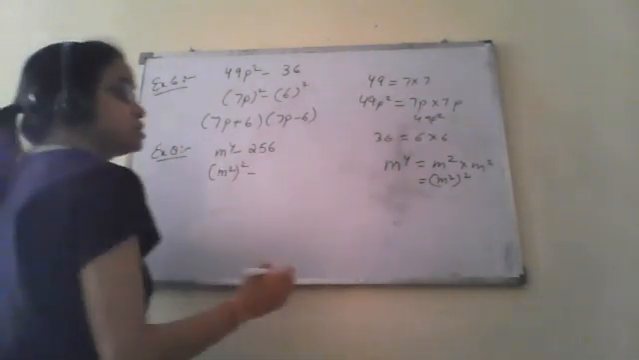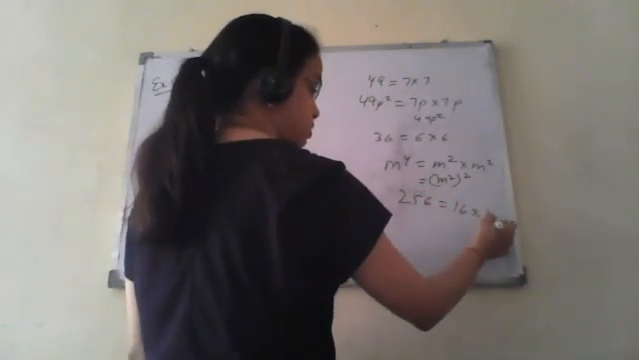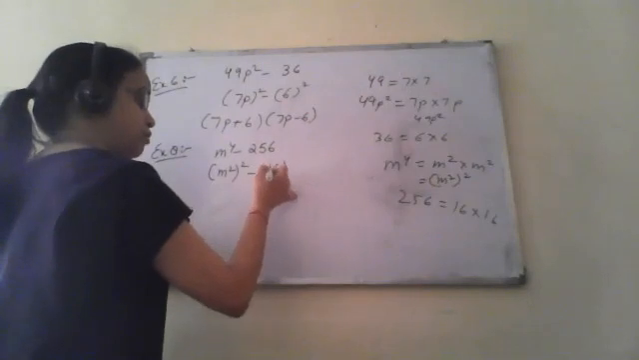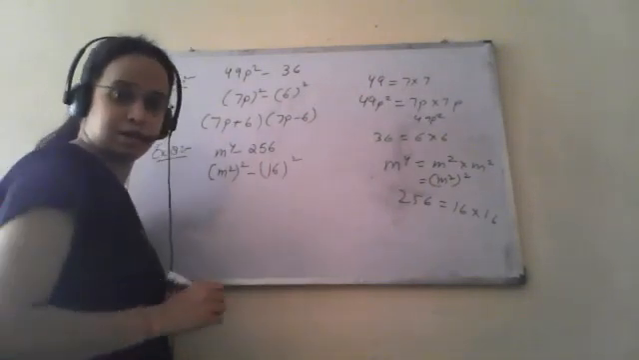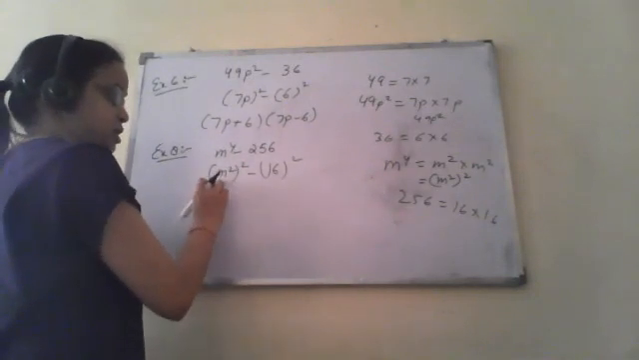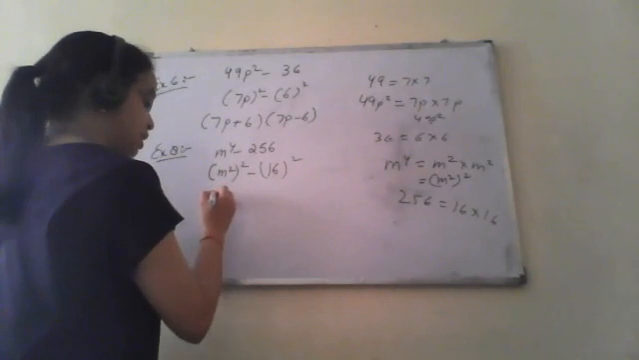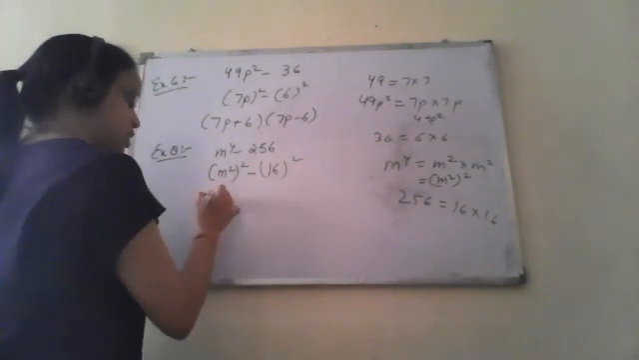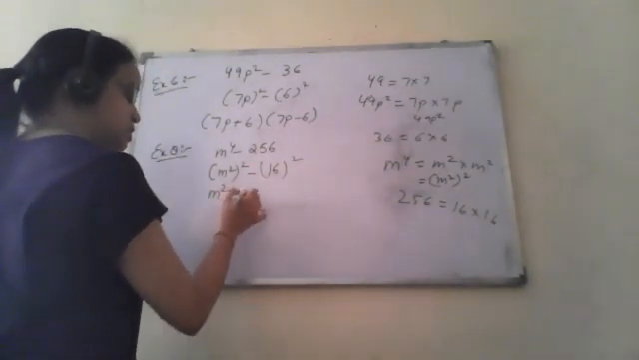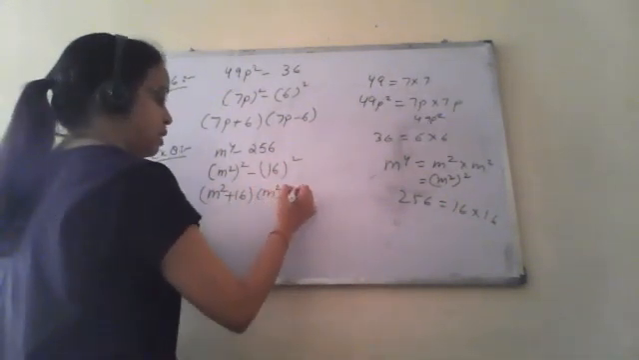Now this 256 is the square of 16. You can multiply and check. So this is the square of 16. Clear? Now what can we do? In place of a we have m square, in place of b we have 16. So we can write a plus b, that is m square plus 16, into a minus b, that is m square minus 16.